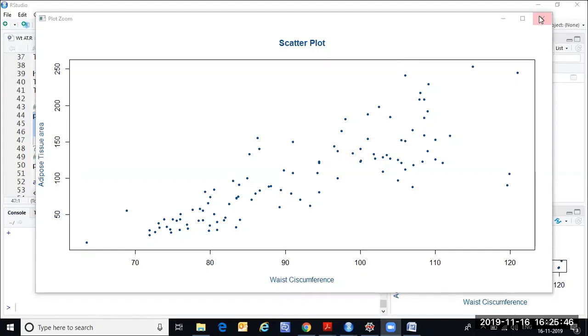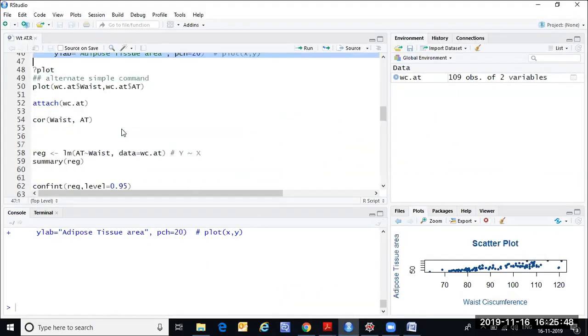Correlation coefficient, right? A simple syntax to build this is plot of x comma y, but you don't get all these colors and name of the chart and all those things. Okay.